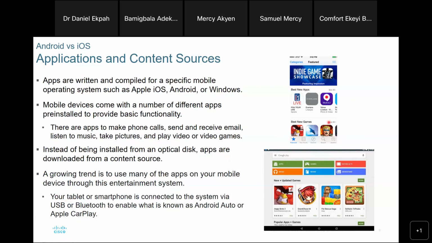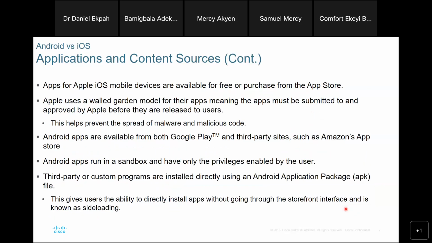Okay, so as you can see here, this is an example of an iOS device that has apps. These are the applications that are available on the App Store, and for an Android device, these are the applications that are available on the Google Play Store, or Google Play. So apps for Apple iOS mobile devices are available for free or purchase from the App Store, like I said.